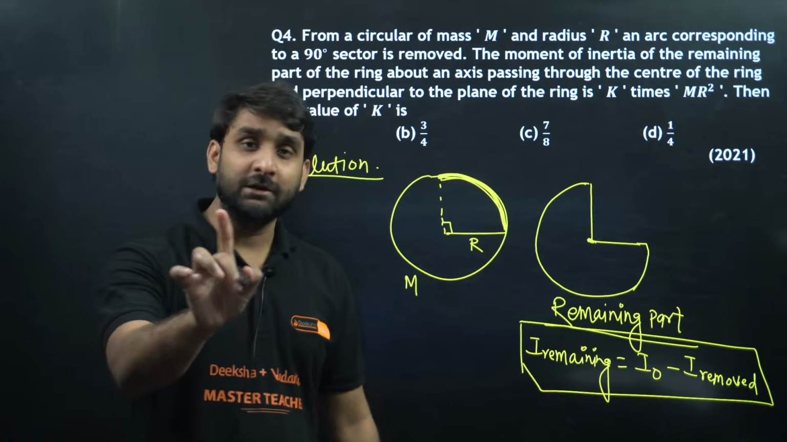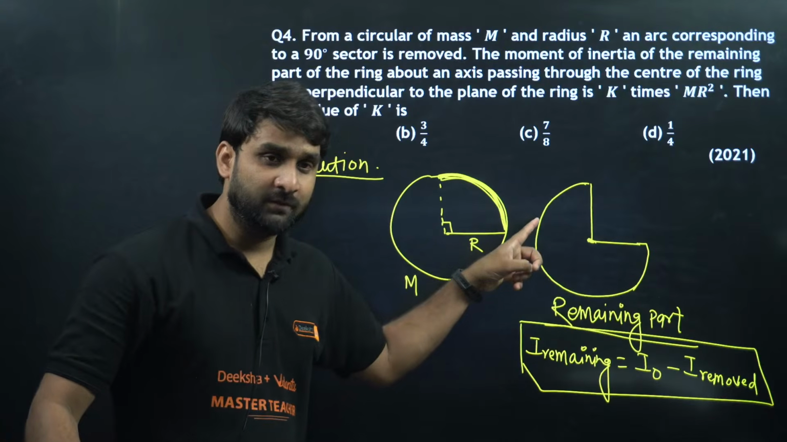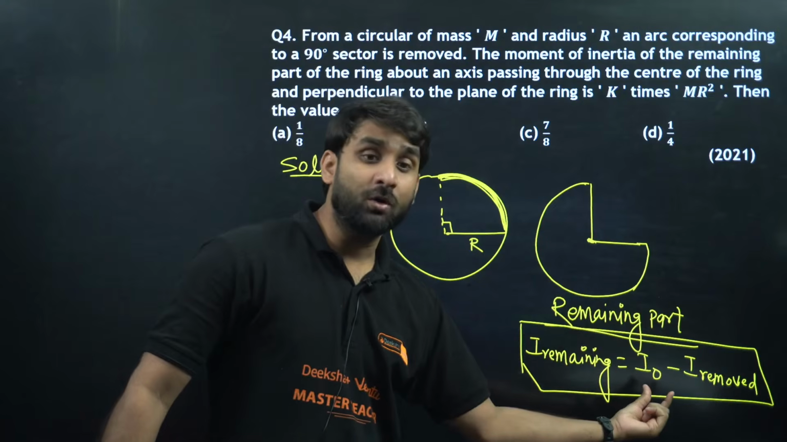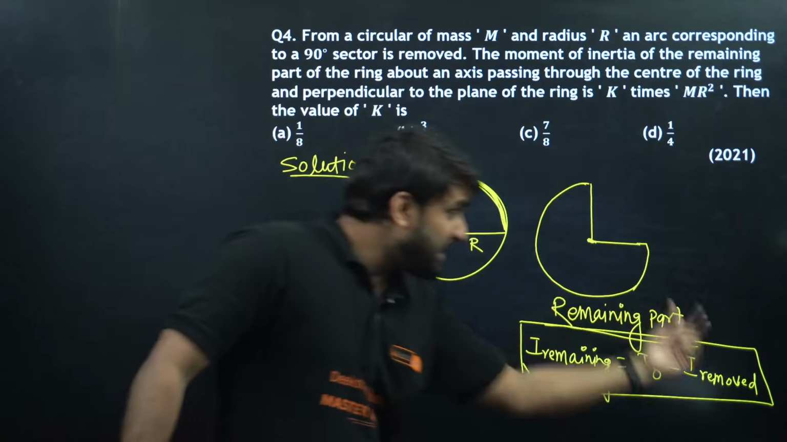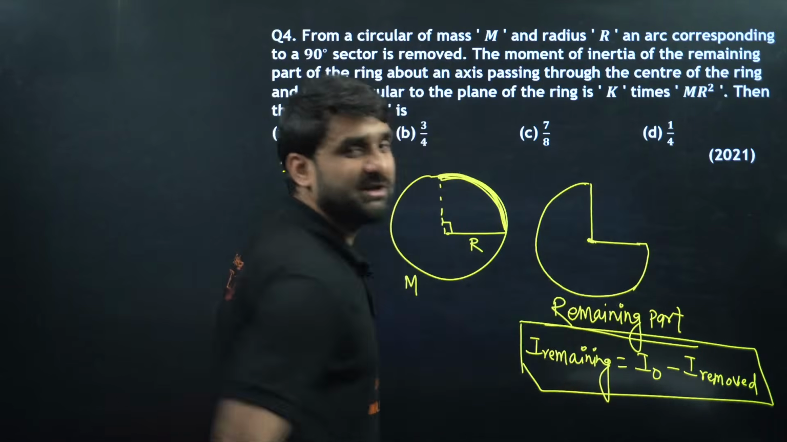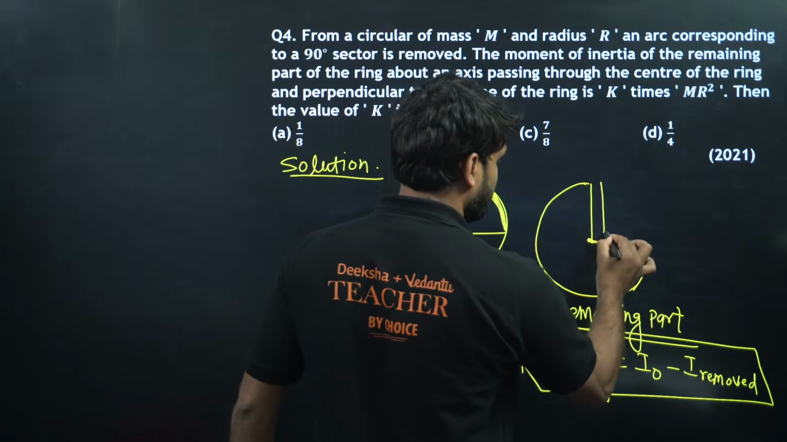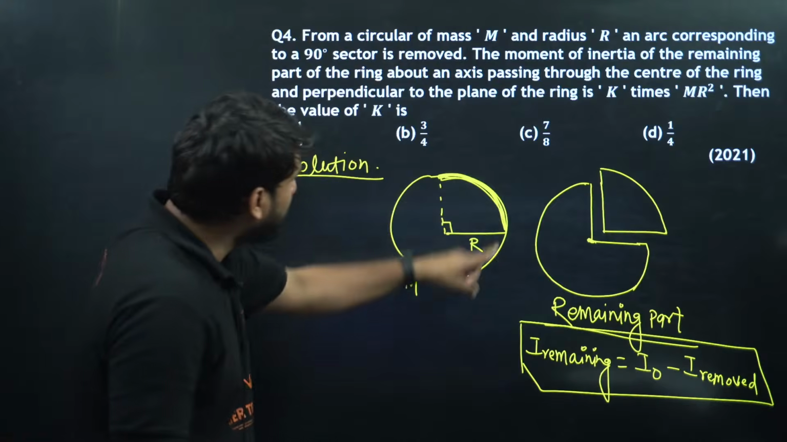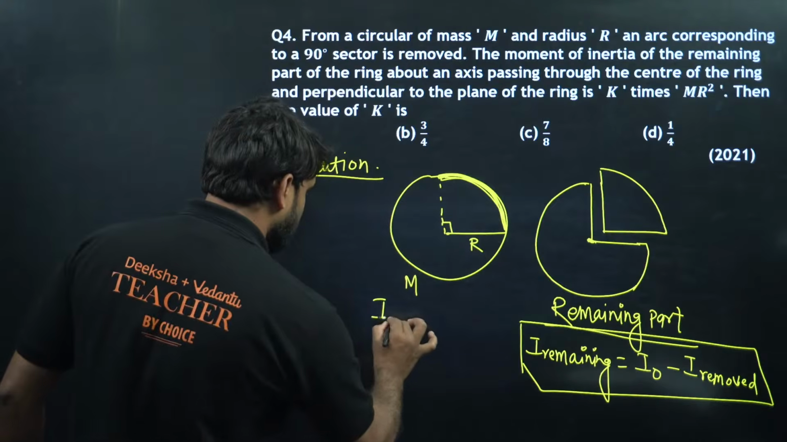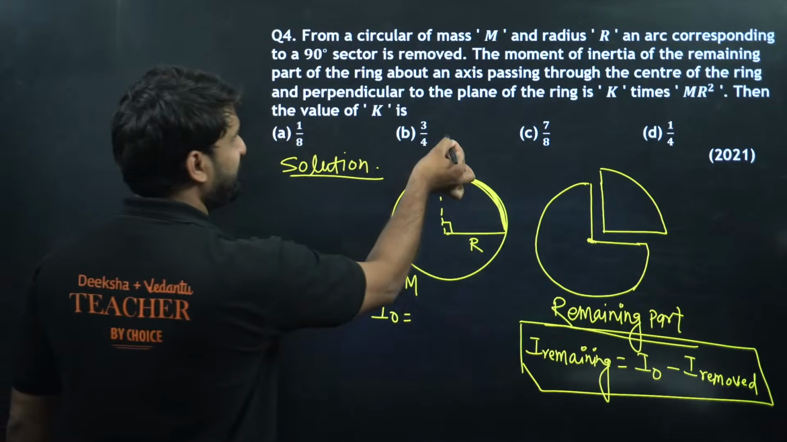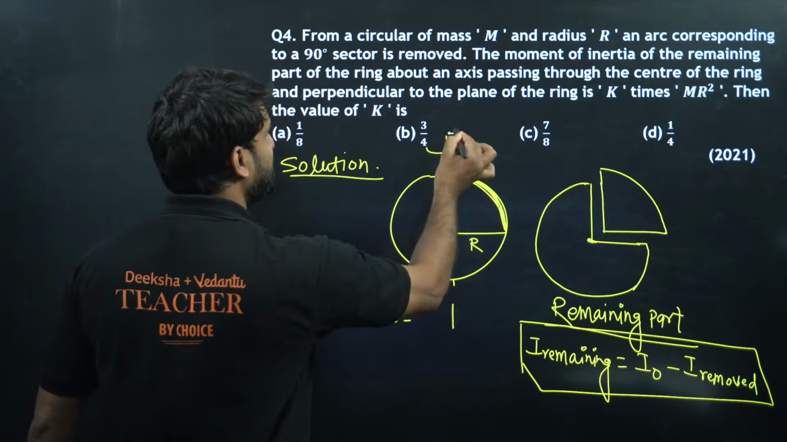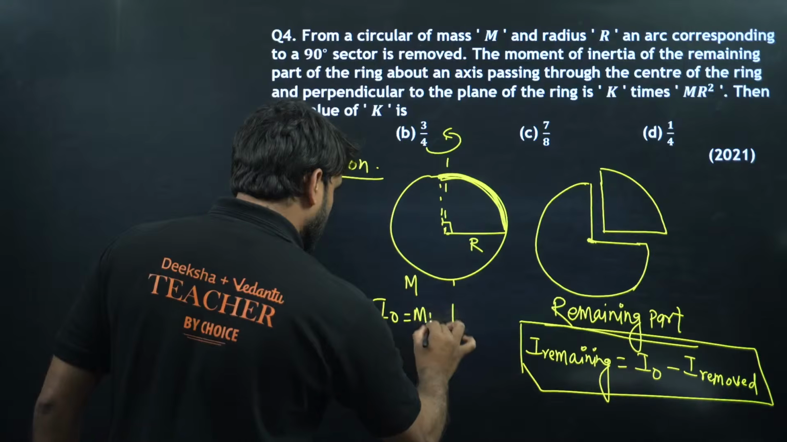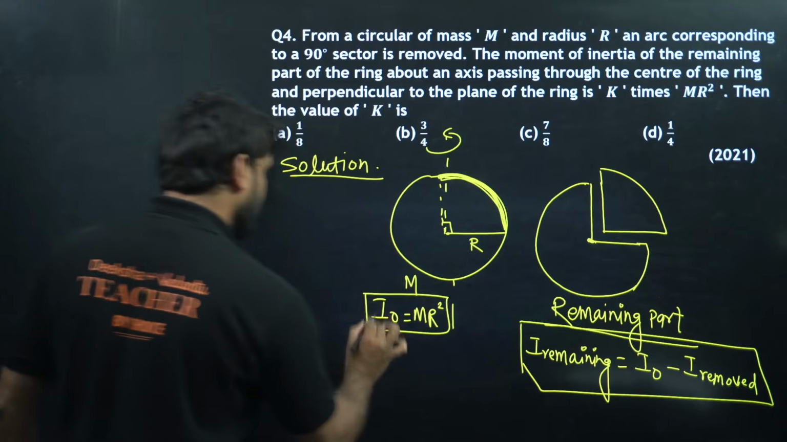Please keep it in mind always. If you want to calculate the moment of inertia of the remaining part, it will be equal to I naught, the original moment of inertia, minus the moment of inertia of this part which has been removed. Let me draw here. This is the removed part. So what will be the original moment of inertia, champion? The original is just a ring, and the axis of rotation passes through the center, perpendicular to the plane. So I naught will be equal to MR square.